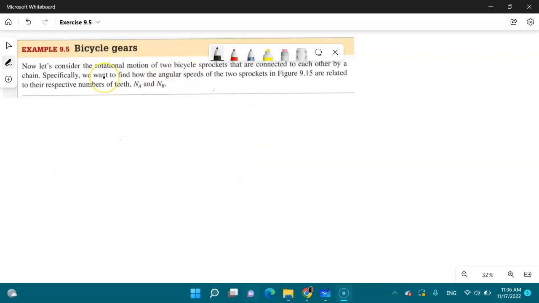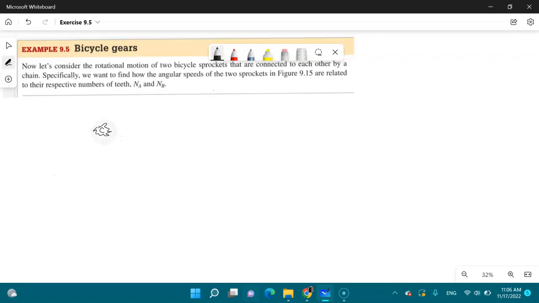So in this problem, we're being asked to consider the rotational motion of two bicycle sprockets that are connected to each other by a chain. Specifically, we want to find how the angular speeds of the two sprockets are related to their respective numbers of teeth, NA and NB. So for this problem, I'm going to draw a little picture so we can better understand the connection between the sprockets.